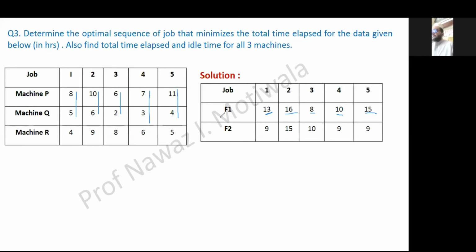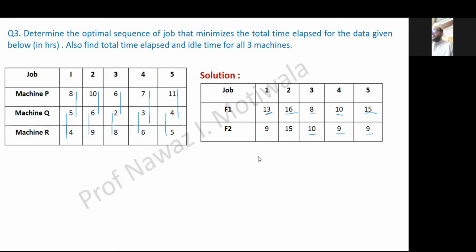Now to find out imaginary machine F2, what I will do? I will do this addition from Q and R. So it will be 5 plus 4, 9, 6 plus 9, 15, 2 plus 8, 10, 3 plus 6, 9, and 4 plus 5 again, I will get 9. So by doing this, I have converted 3 machines into 2 imaginary or fictitious machines. Next procedure is exactly the same.